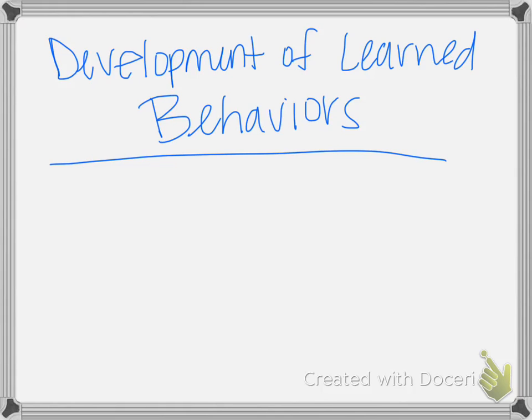The fifth type of learning is development of learned behaviors. Behaviors that develop gradually are development of learned behaviors, such as a white-crowned sparrow learning and adding to a song throughout its entire life. So it does not learn the song in one setting, it keeps adding to the song throughout its life, and that's what makes it a learned behavior.